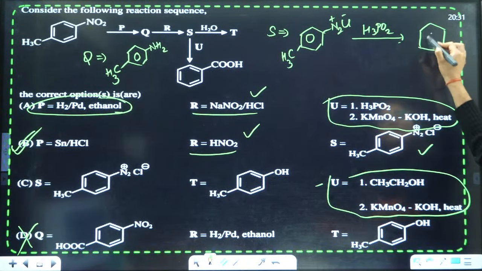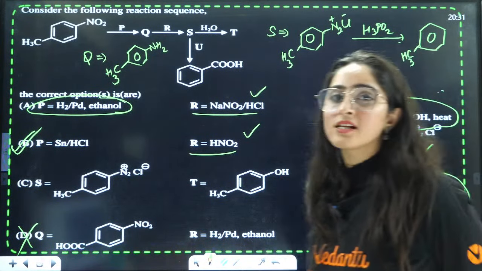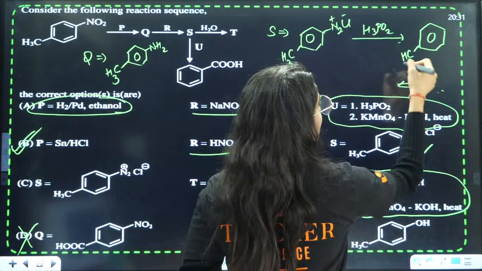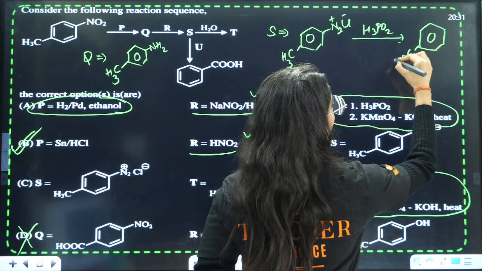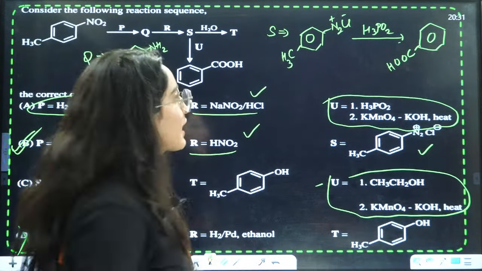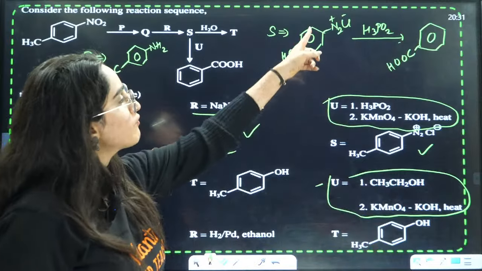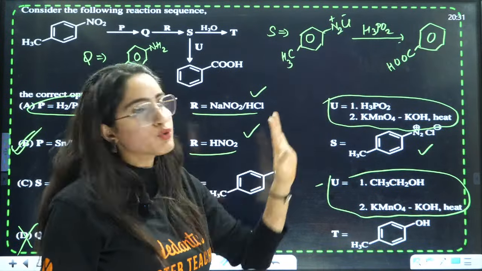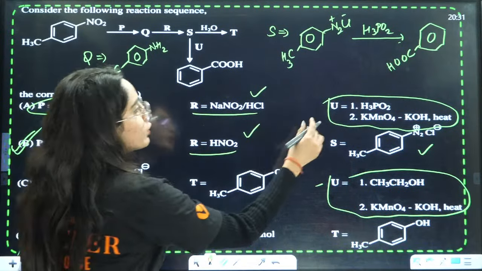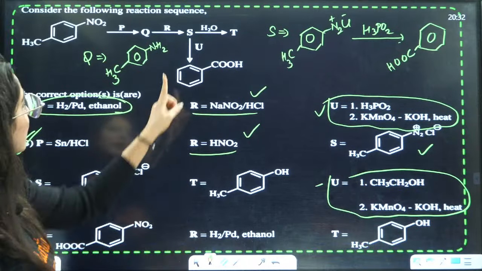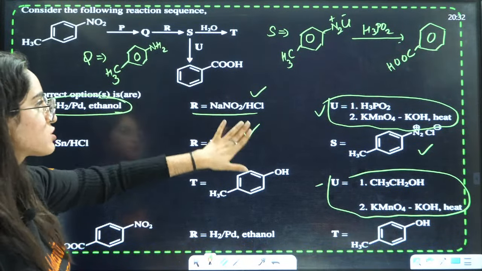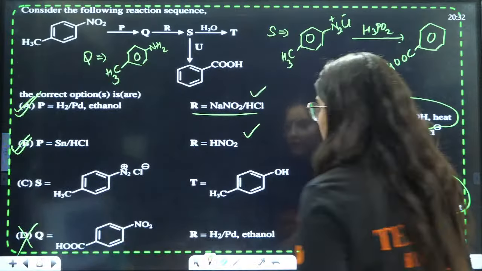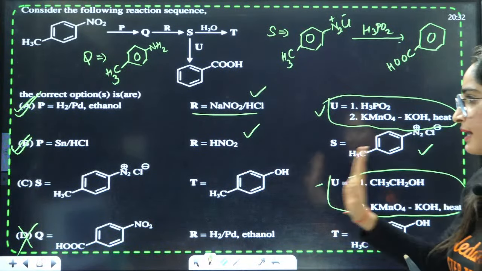oxidation. Can you tell me what the oxidation of alkyl substituted benzene gives? That converts this CH3 into COOH. So here with H3PO2 the N2Cl will be converted to hydrogen, and after the oxidation, it will be converted to COOH. That means when you use U as this, then we can form this. So this is also correct. That means A is also the correct answer. B is also correct, A is also correct. Let us see whether C is correct or not.